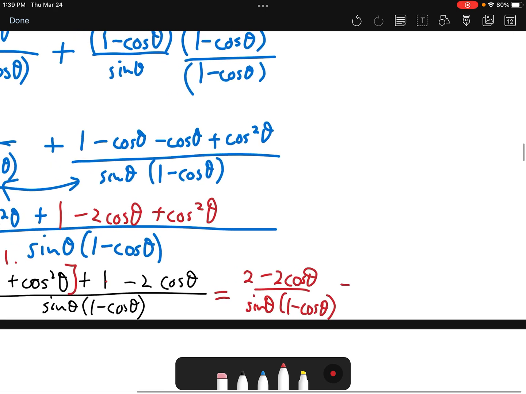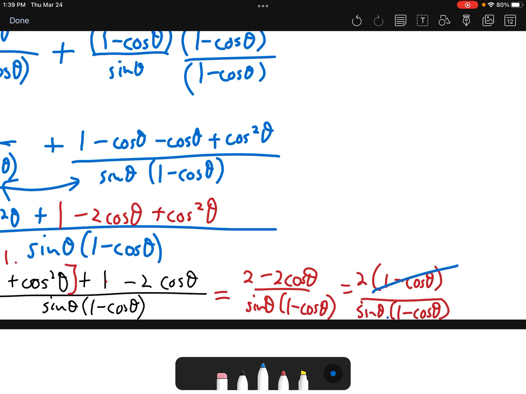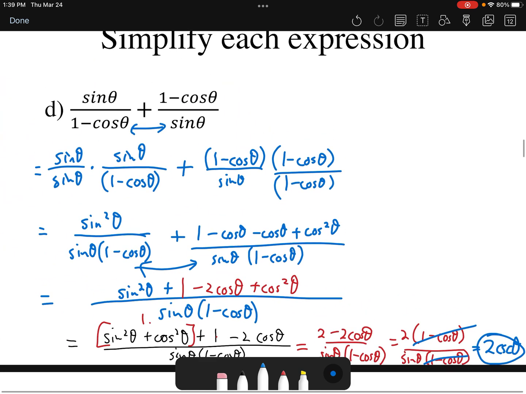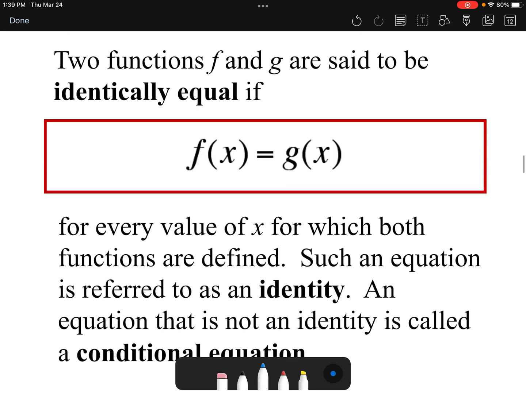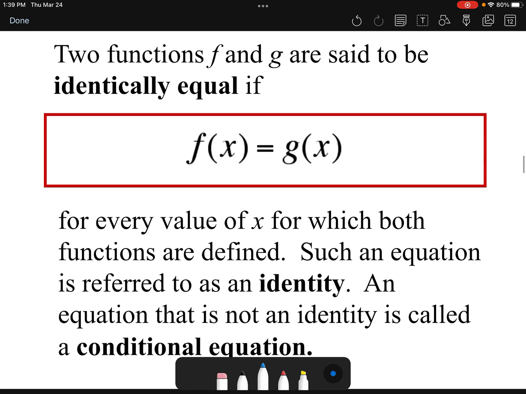You're not. Because we could factor out a 2. And look what happens. We can factor out a 2, and that leaves us with those two binomials canceling, and we have 2 over sine. But remember, any 1 over sine is cosecant, so it's actually 2 cosecant theta. So all of this becomes 2 cosecant theta. Okay, pretty cool.